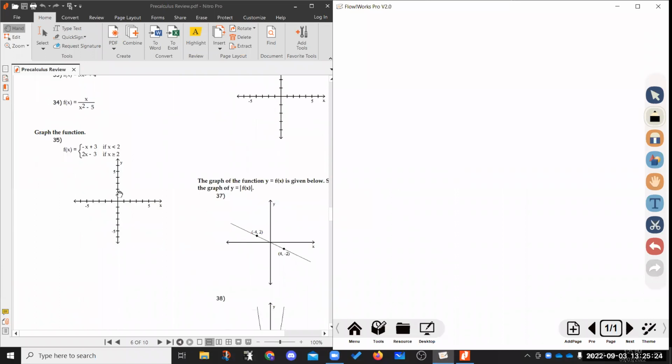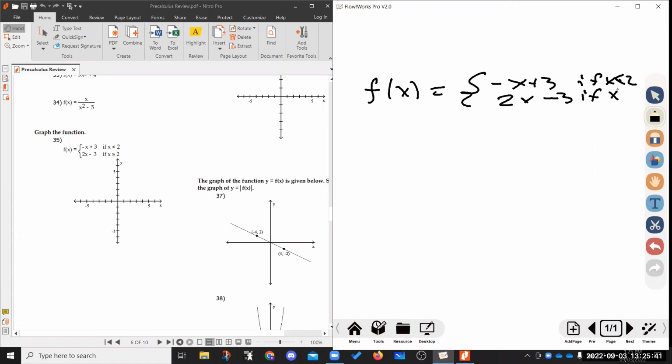So now we're going to graph some piecewise defined functions. F of x is equal to negative x plus 3 if x is less than 2, and 2x minus 3 if x is greater than or equal to 2. So we're going to start with x equal to 2. Negative 2 plus 3 is a 1. You need an open circle there. We need a slope of negative 1, and we're going to the left. So we need to go left 1 and up 1. And we're going to have a y-intercept of 3 here.